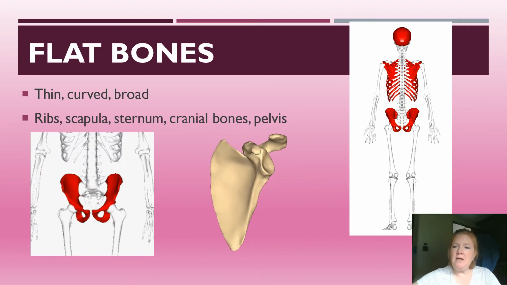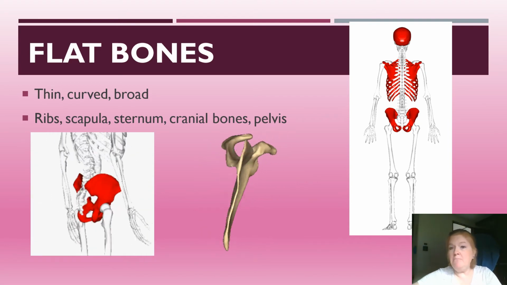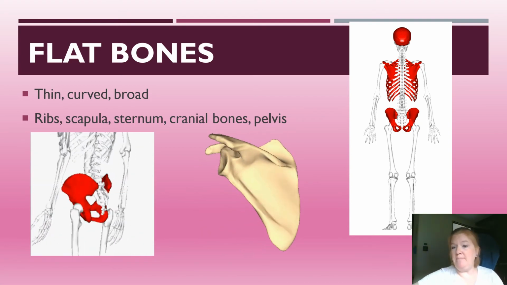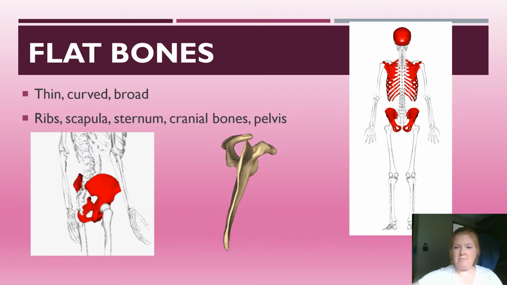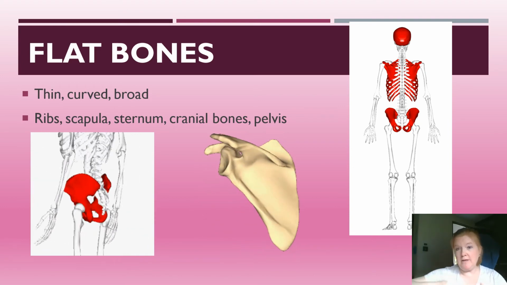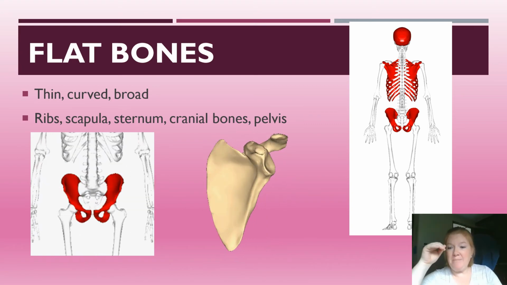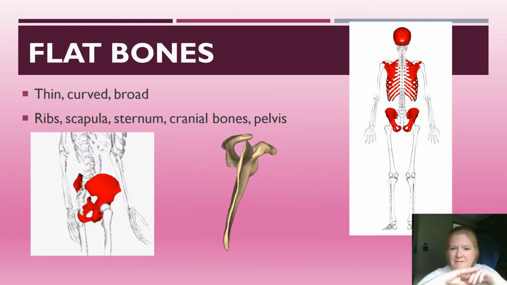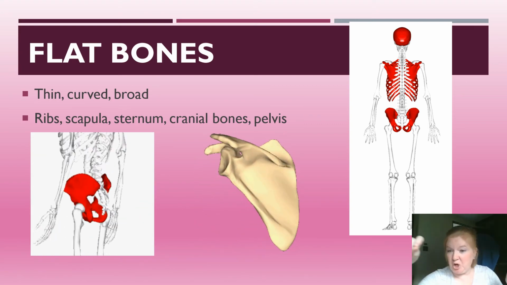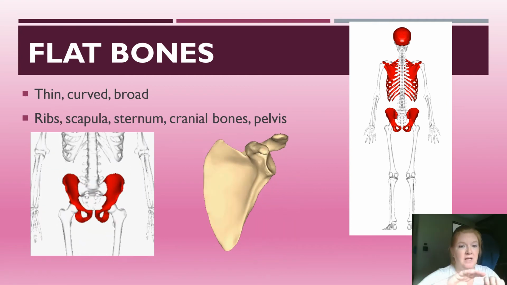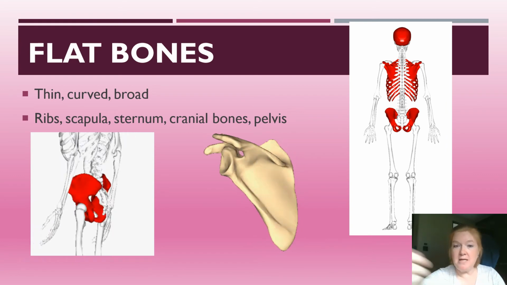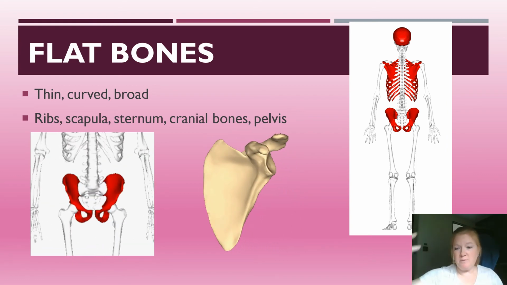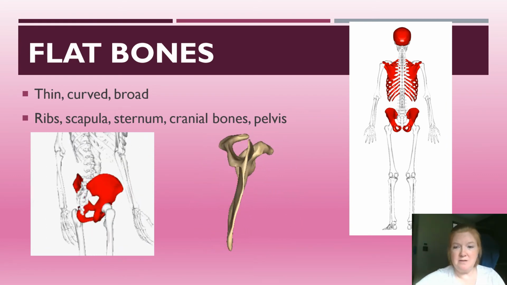Something that may help you remember is that most of them have the job of protection. So think about it like a shield. Flat bones are not really flat like paper, but flattened. They're thin, but usually curved, and they have a lot of muscles that attach to them. That's part of the reason for that broad surface.